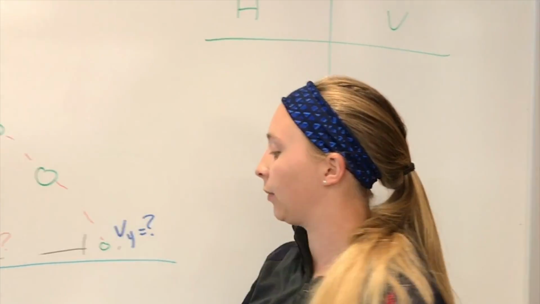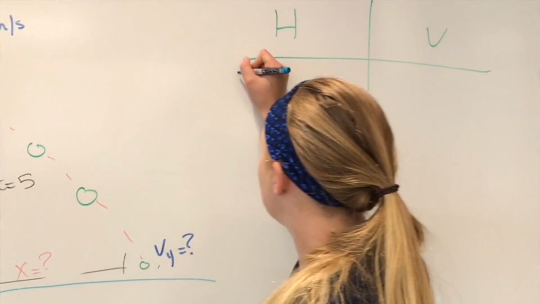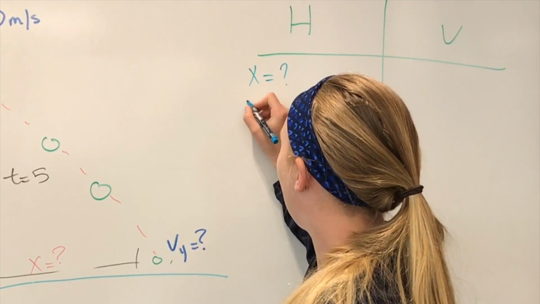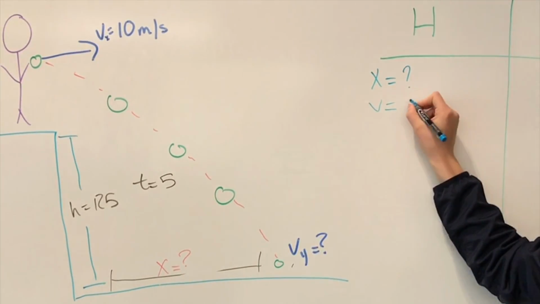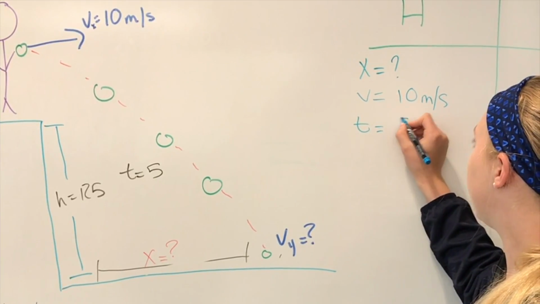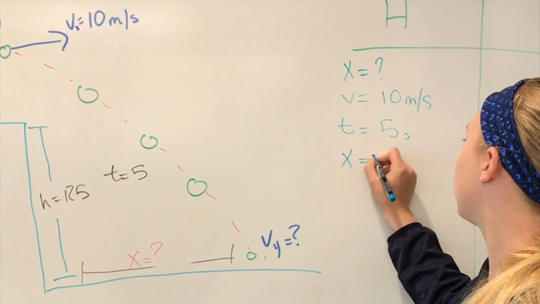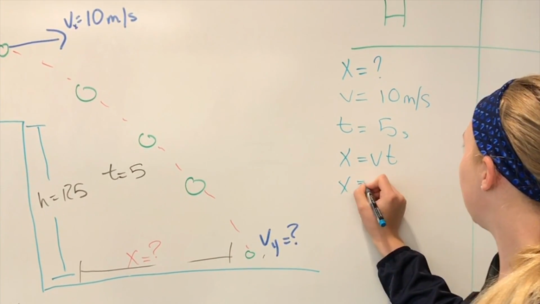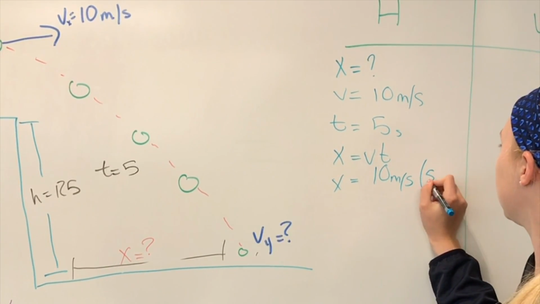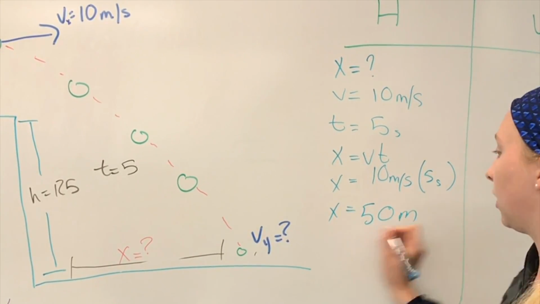First we're going to get all of our variables for the horizontal. We have x, which we're looking for, and then we have velocity, which is 10 meters a second, and then we have time, which is 5 seconds. We're going to use x equals vt to solve for this. So x is going to equal 10 meters a second times 5 seconds, which gives us x equals 50 meters. And then we can put this in here.